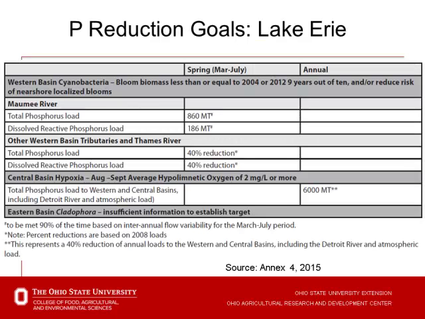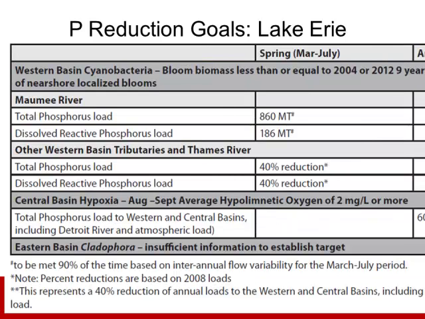So this is the goal, and I have a blow up of this, but let me spend just a minute on this. What we're trying to accomplish is a 40% reduction, but what Annex 4 is doing is putting some specific targets on that, as far as what is allowed, or what target levels we want to try and attain. Let me go ahead and go to the larger one.